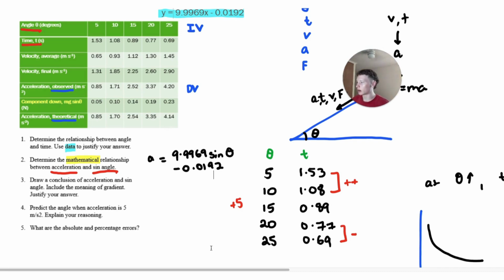Okay, draw a conclusion of acceleration and sine angle. Include the meaning of gradient. Justify your answer. Okay, so this is interesting. There's a few things here.